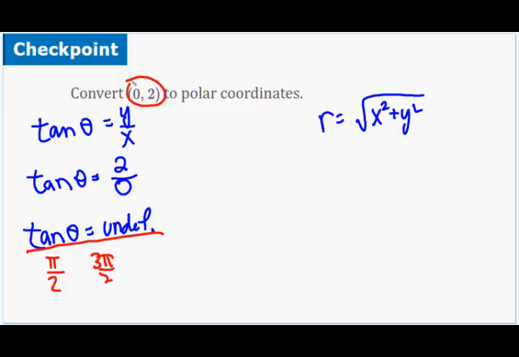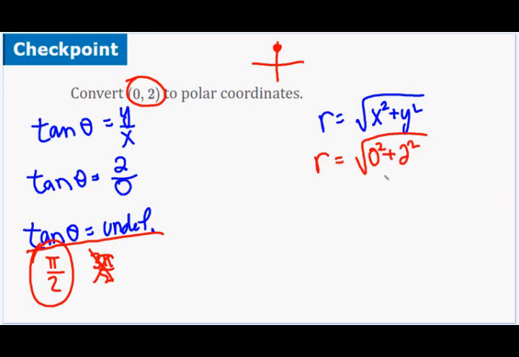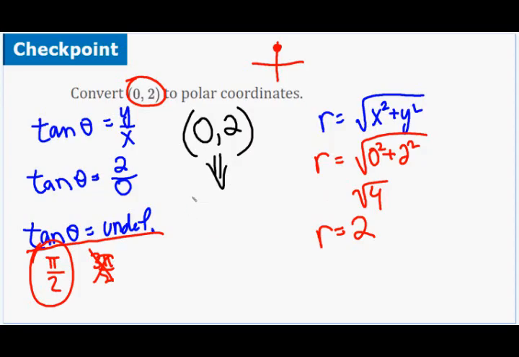But let's think about our coordinate here. If we graph that on the rectangular system, 0 comma 2 would be right here on the positive y-axis. So we want to probably use the pi over 2 for our theta, for our angle. Now our r value, r is equal to the root of 0 squared plus 2 squared. So that'll be 0 plus 4, and the square root of 4 is equal to 2. So under the rectangular system, we are at 0 comma 2. Under the polar system, it would be 2 comma pi over 2.